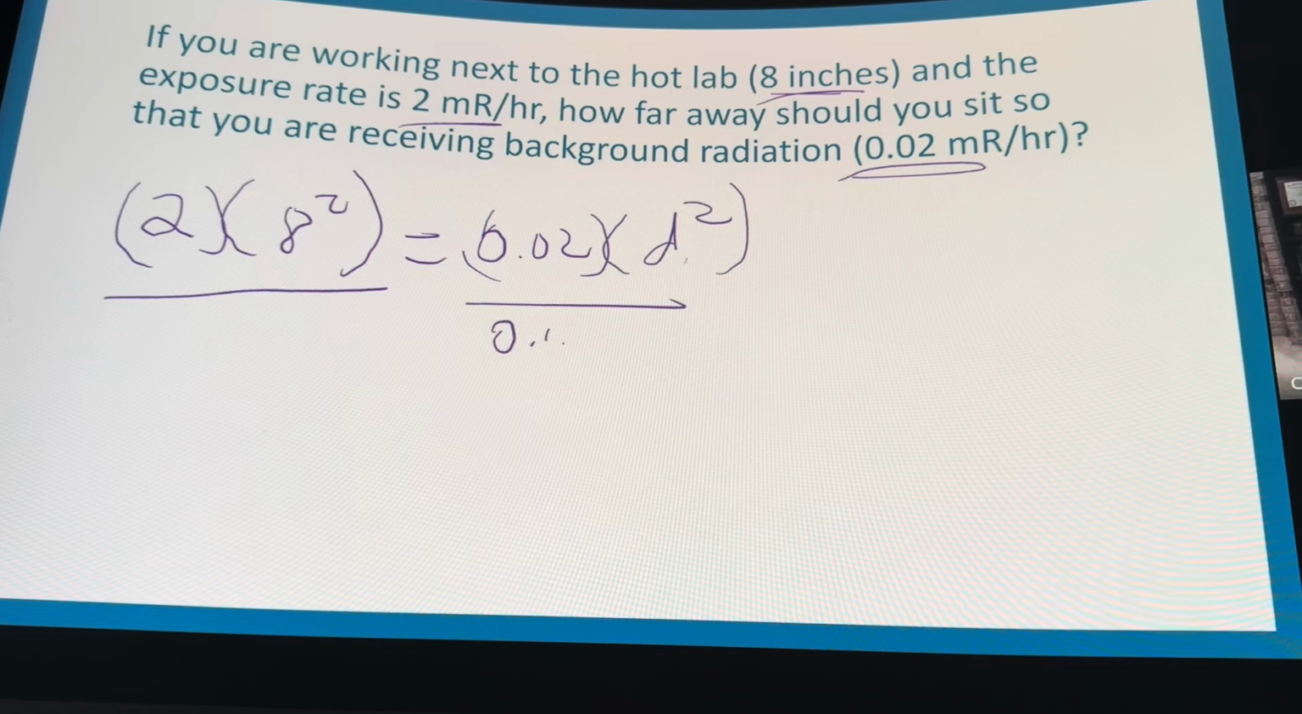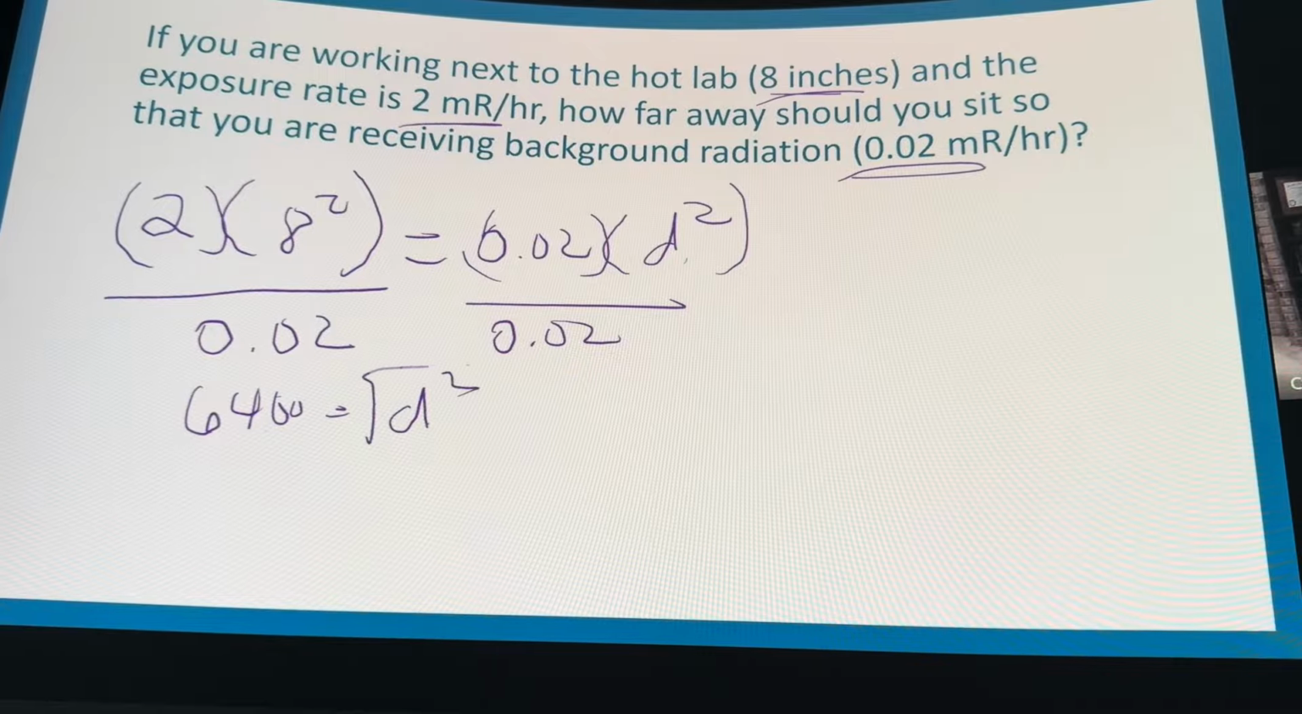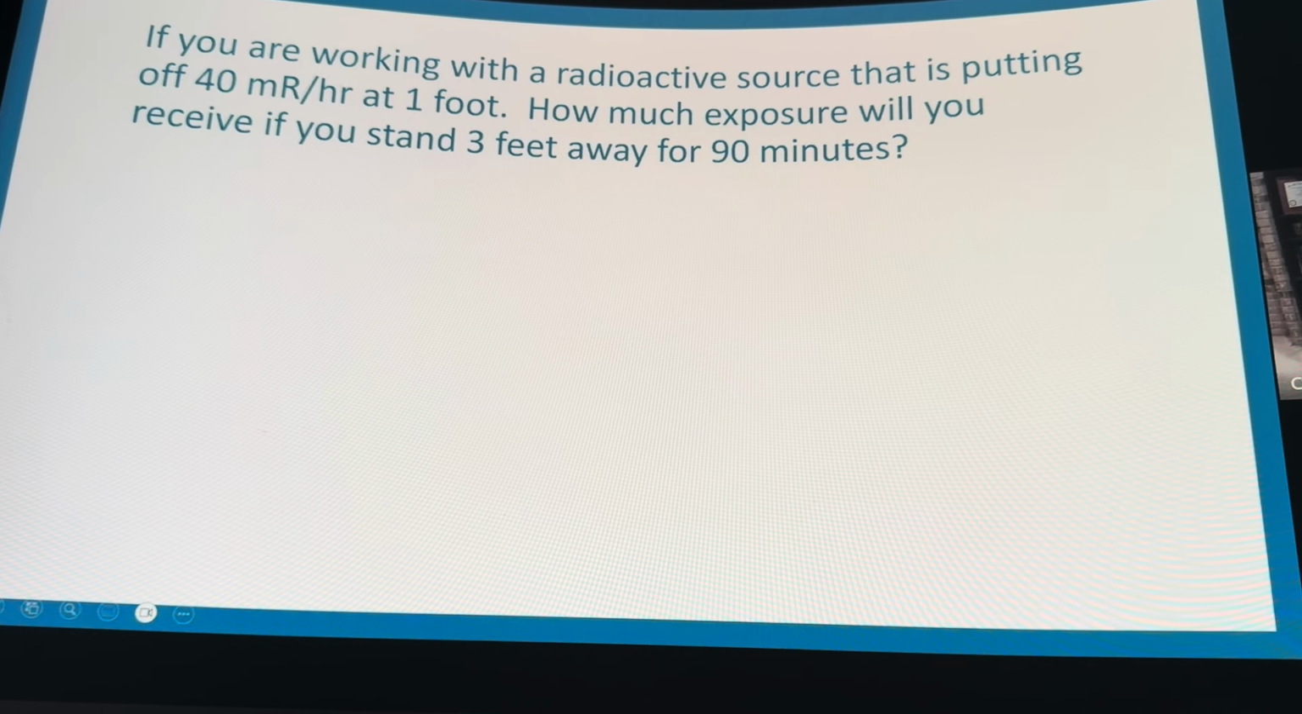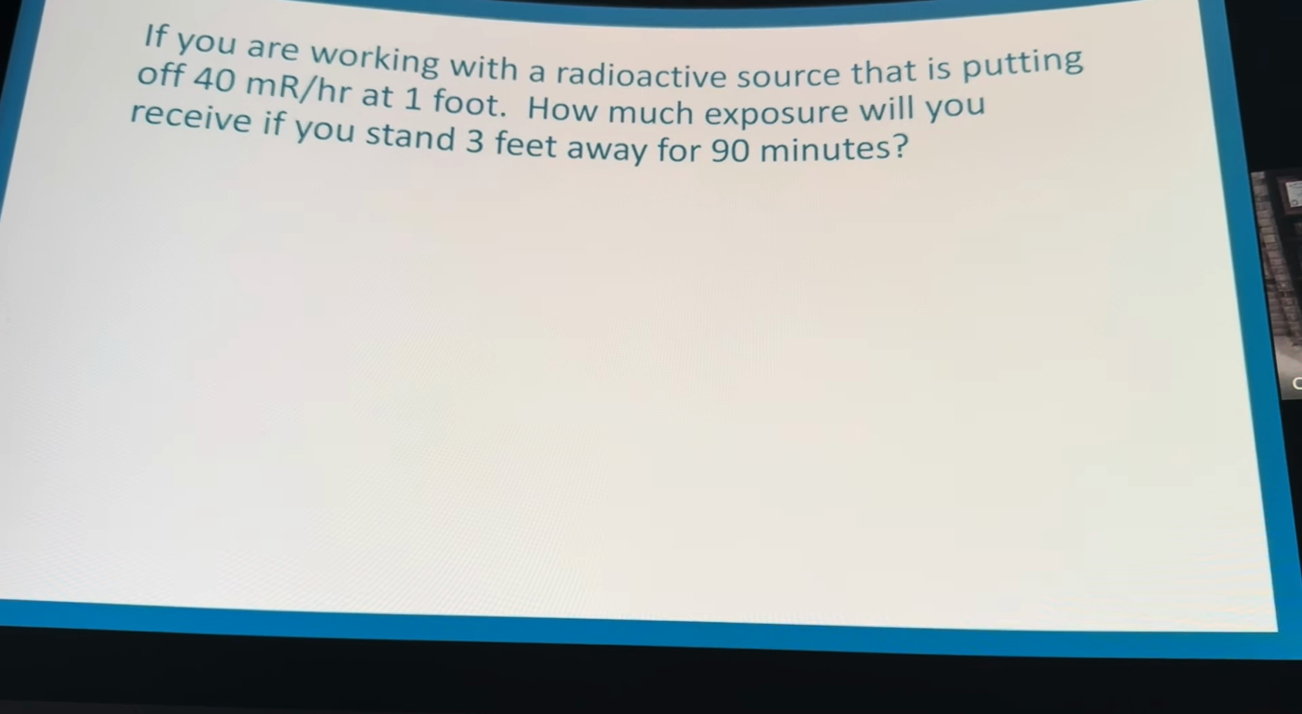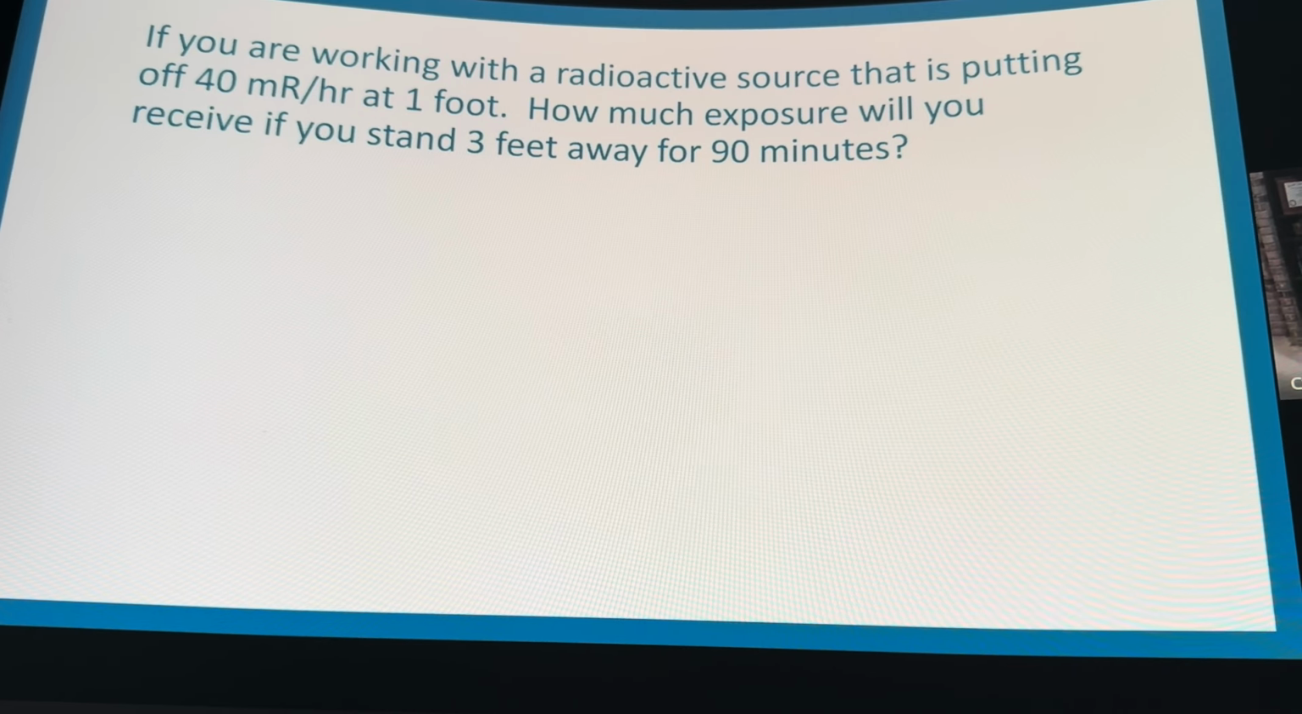Divide both sides by 0.02. I have 6,400 equals d squared. Take the square root of both sides. d equals 80 inches. Now, if we put time and distance together, we have to do distance first, because time is a conversion problem, and you can't do time until you have your conversion.